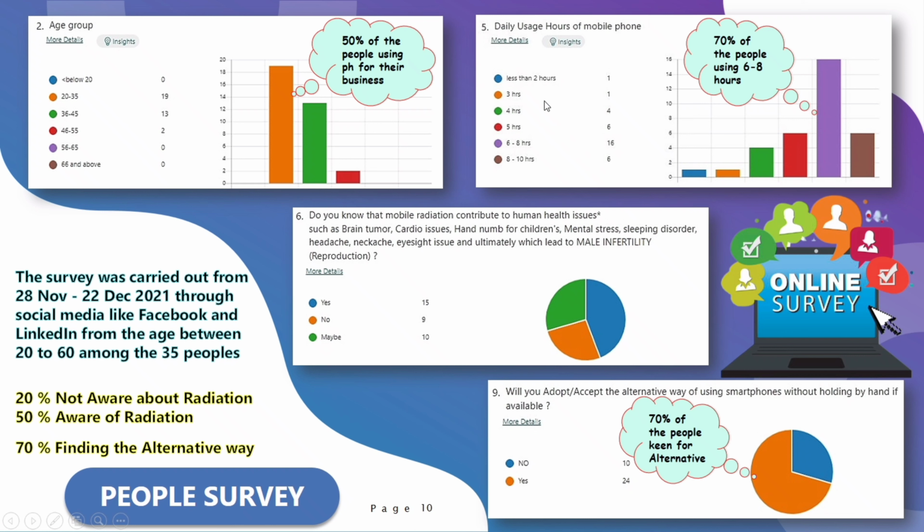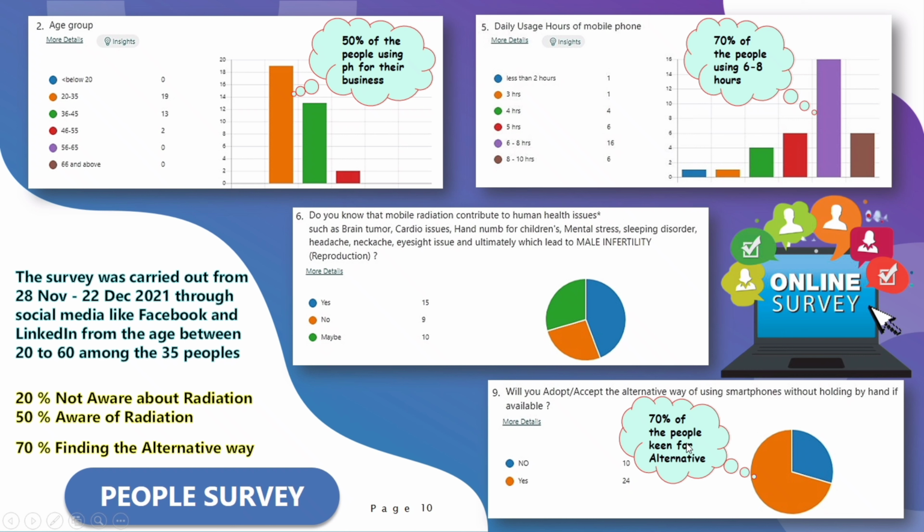And daily usage hours, if you see here, is normally 6 to 8 hours. 70 percent of the people use mobile phones for 6 to 8 hours. This graph also shows that 50 percent of the people know the consequences of these devices and gadgets, and they're facing issues like brain tumor, cardio issues, hand numbness, mental stress, sleeping disorder, headaches, neck and eyesight issues. Ultimately, it's the male infertility issues as well.